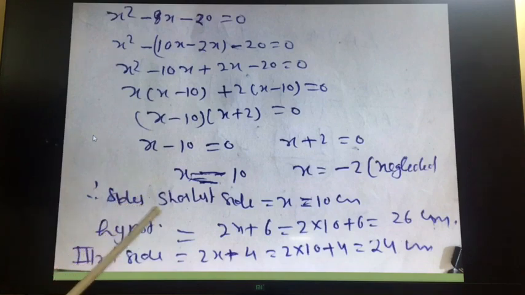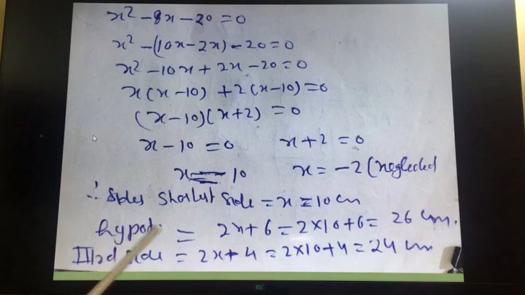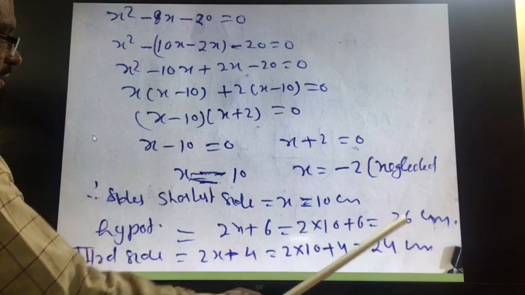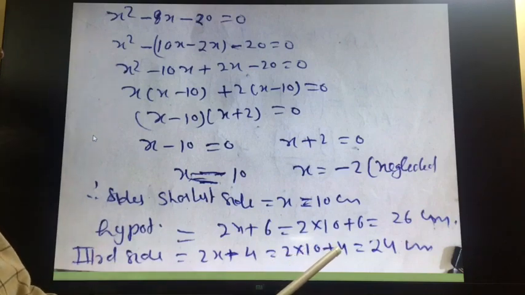So the shortest side was equal to x, so this is equal to 10 centimeter. And the hypotenuse was equal to 2x plus 6. So 2 into, in place of x, 10, plus 6. So 2 times 10 is 20, plus 6, 26. And the third side was equal to 2x plus 4. So 2 into x means 10, plus 4. So 20 plus 4, that is equal to 24.